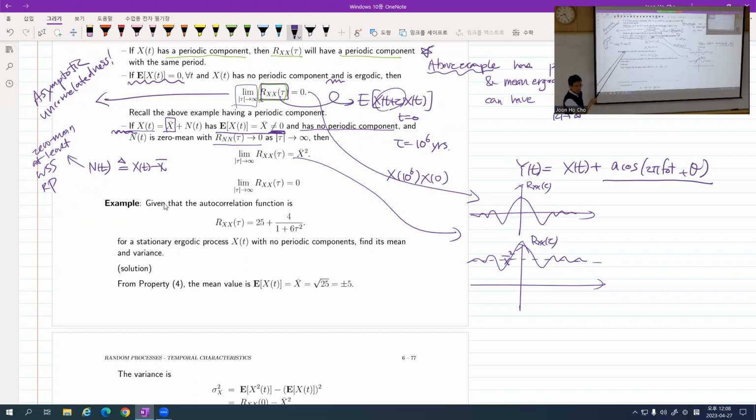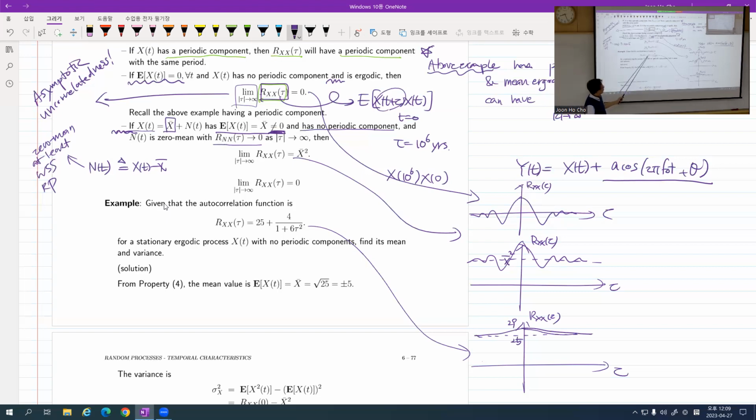So here goes an example from the Peebles book. Suppose your autocorrelation function is 25 plus 4 over 1 plus 6 tau squared. Now, can you picture this function's graph in your mind? So you have 25, and what is this? It's a kind of bell-like curve, but we don't call it bell-shaped. Anyway, let me draw this. At 0, we have 29, something like this, right? As tau tends to infinity, it converges to 25, like this. Got it?